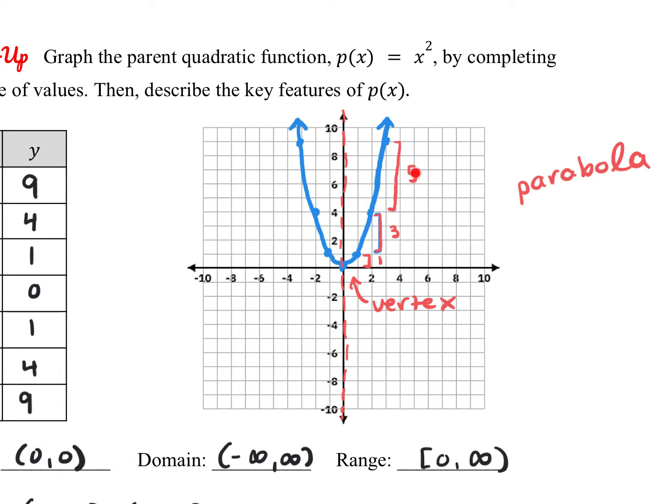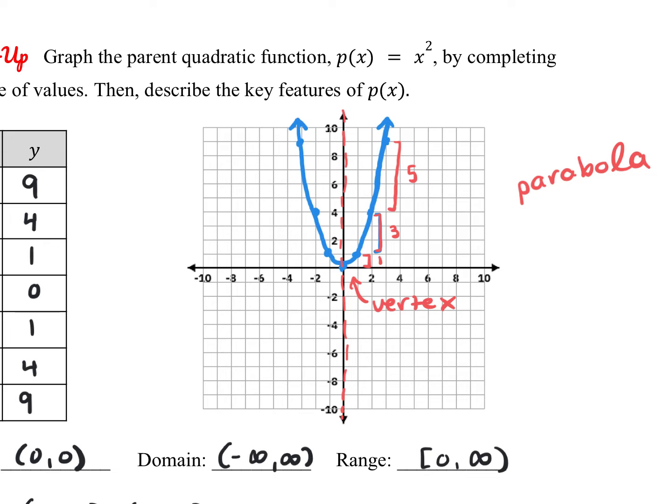So hopefully you're seeing a pattern. If you did the vertical distance to the next coordinate to the right, it would be 7 and then 9 and 11. So this vertical growth pattern, we can definitely use it to help us graph our functions a little bit easier. Now this could change if we have some type of stretch or shrink, but we'll talk about how to do that later on in the lesson.